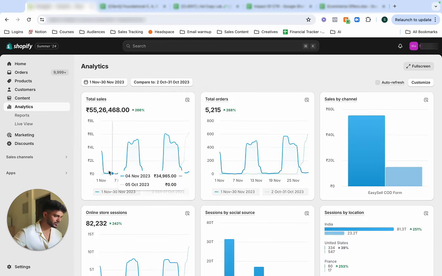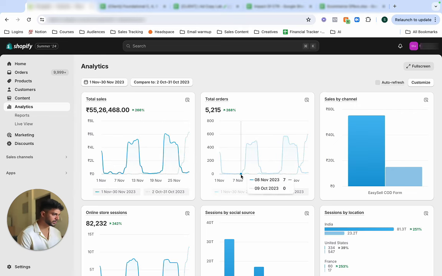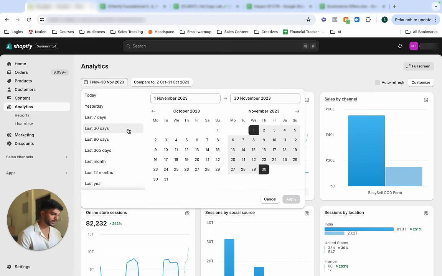And these dips that you see here were when we had to pause the ads due to inventory issues. So we would scale the ads, we would have to pause it again, scale it back up, pause it, and scale it up and pause it again. This kept on happening until the inventory issue was sorted. And then we scaled pretty rapidly in the month of December.